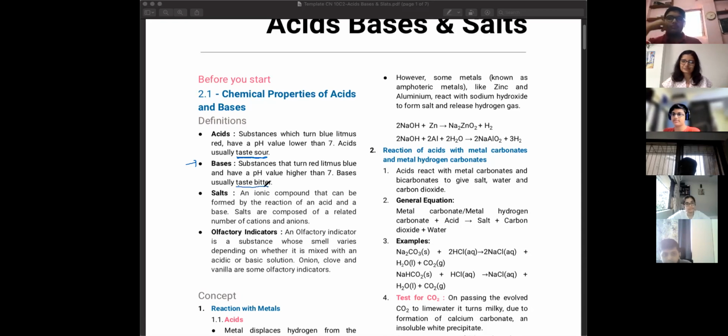Bitter taste. It's already in the textbook, so that's there. But have any of you tasted any base? I have a doubt. No? Ma'am, sometimes soap.